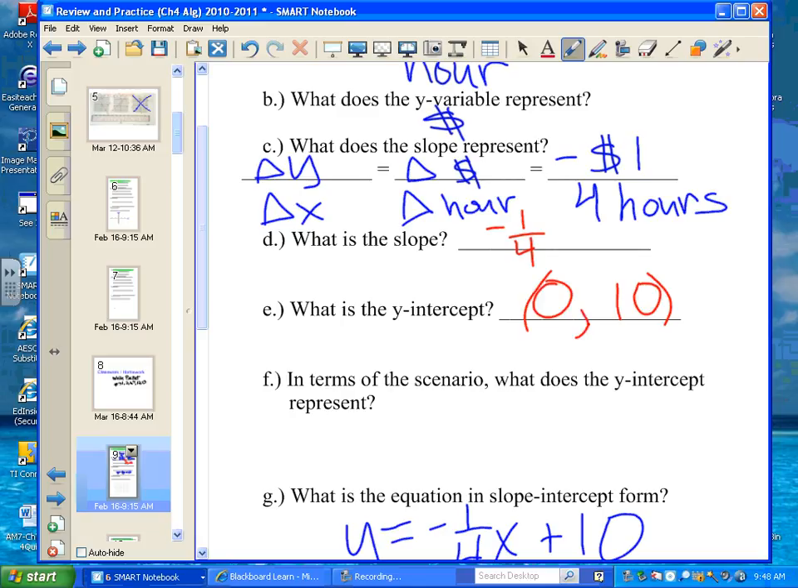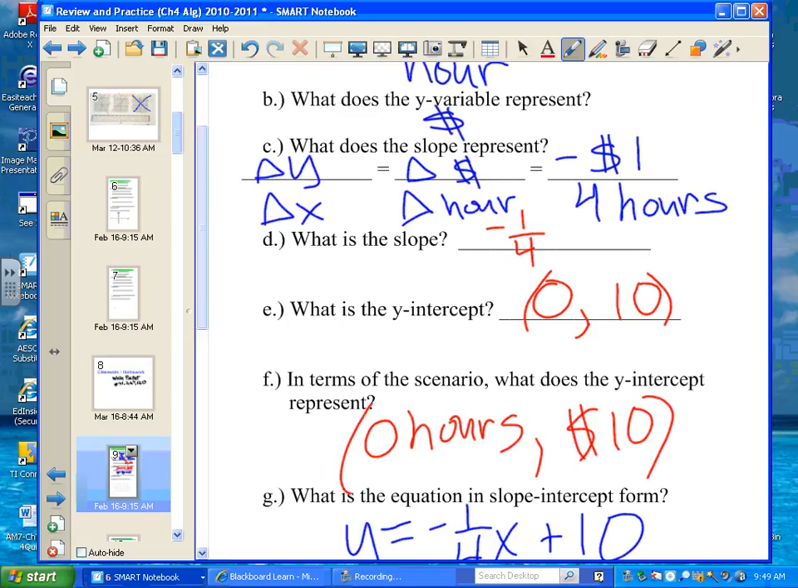In terms of this scenario, what does the y-intercept represent? So there's 2 ways that you can do it. Anyone want to try to tell us one way? What does this represent? What does it mean? So in other words, how do you put labels on that? Does that give you a hint? 0 what? 10 what? Lyra? Good job. At hour 0, so 0 hours, Lindsay has $10.